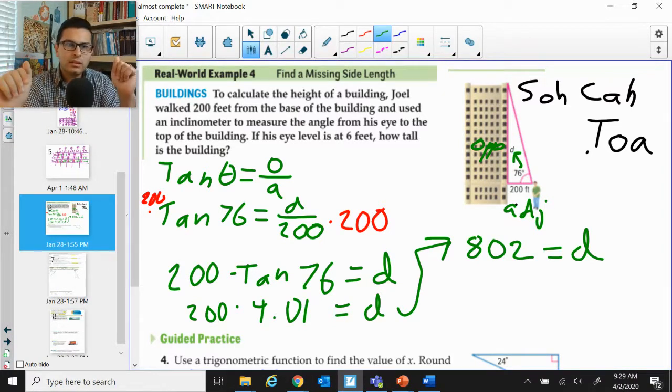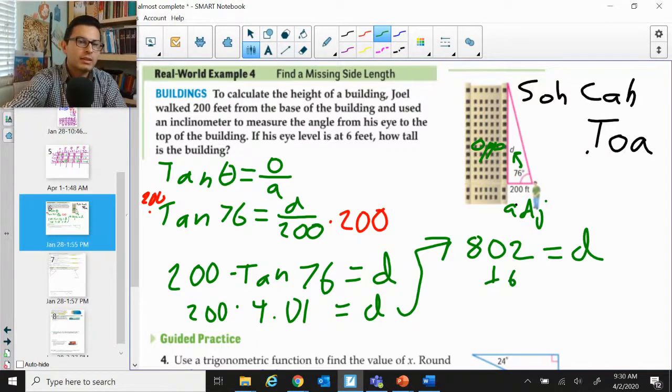So is that the length of the building? Well, no, because we forgot one little thing, and that's that he's 6 feet tall, and we're going from his eye level. So this is going to be 802 plus 6. That is his height. So the side of the building is going to equal 808.